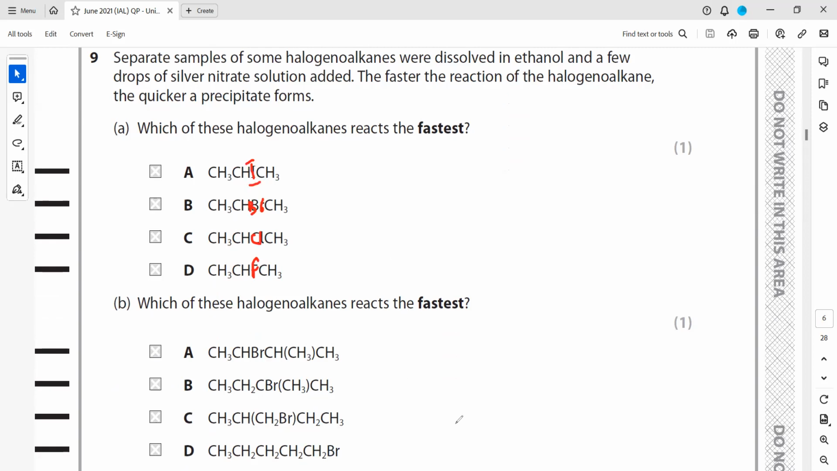So we know that the carbon-iodine bond has a lower enthalpy change because iodine is larger in size, so it can easily break the bond. The carbon-iodine bond is weaker. That's why this will be the fastest one.